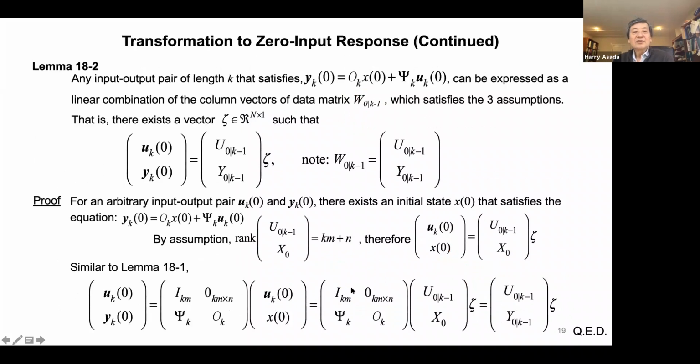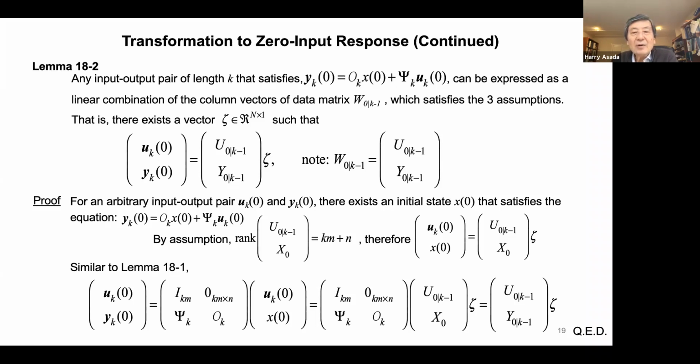Okay, so here's the key point. Now we think about any input output pair, U_K and Y_K. They are both extended time sequences. Let's make this into one big vector, U_K, Y_K, and they must satisfy this input output relationship.